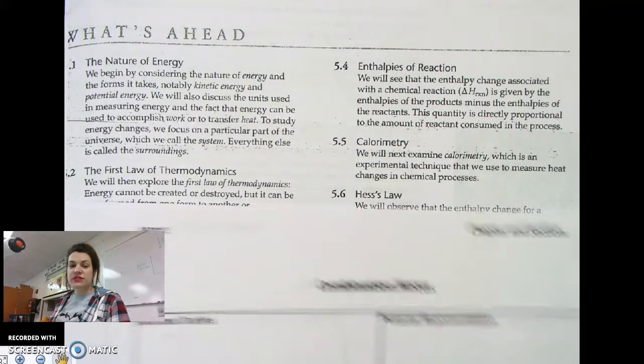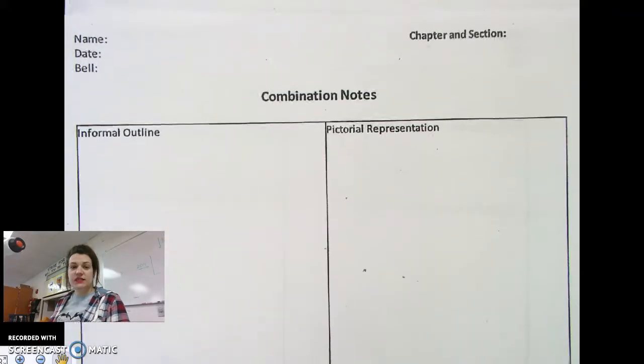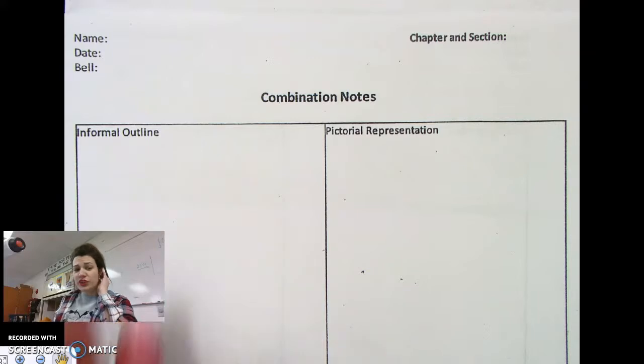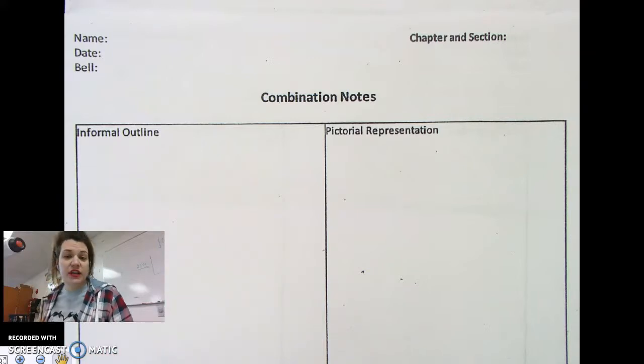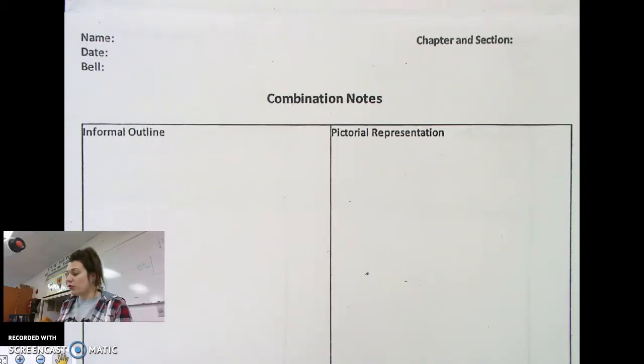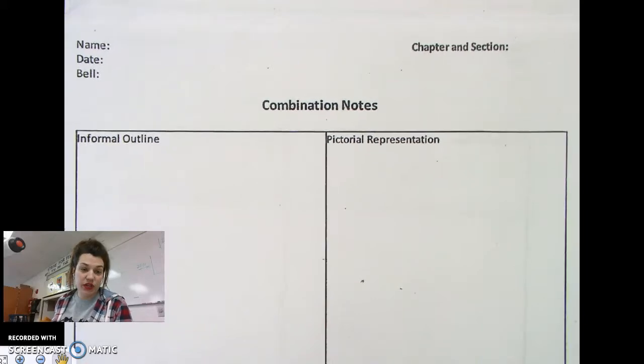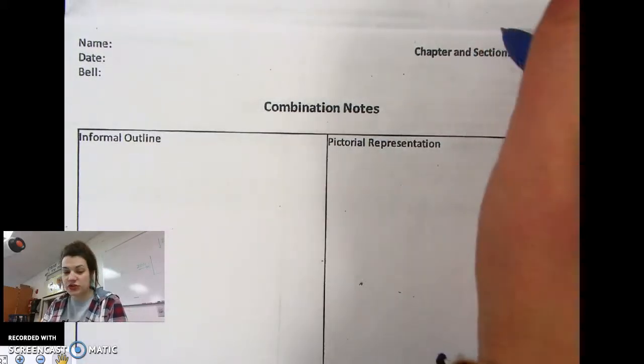So what we're going to use is this thing. It kind of looks like this. It's called combination notes. We're going to do an informal outline of a section. And then I always like to draw pictures because I am a visual person. So if I can draw a picture of something to help me remember that vocabulary word, it really helps me remember the information. Okay, so this is actually a new unit that we're starting, and it's called thermochemistry.